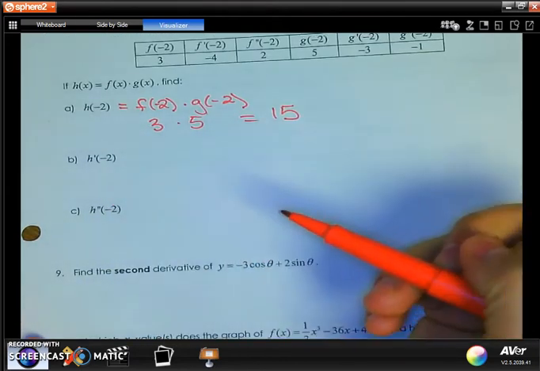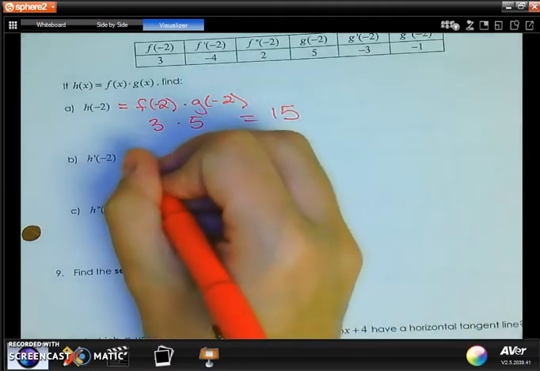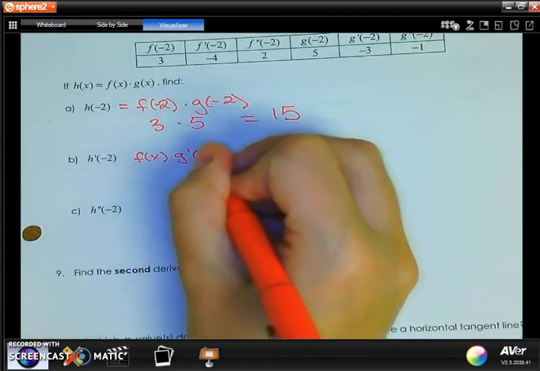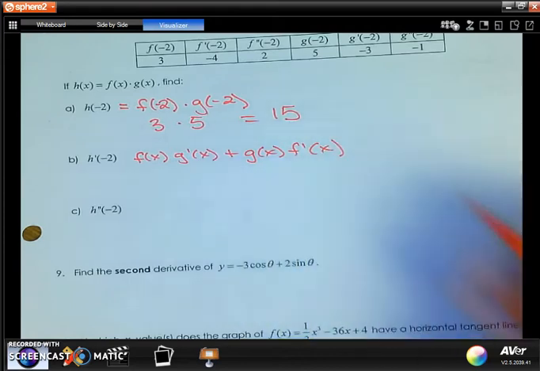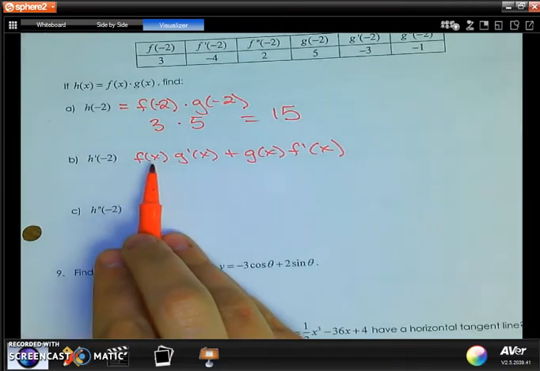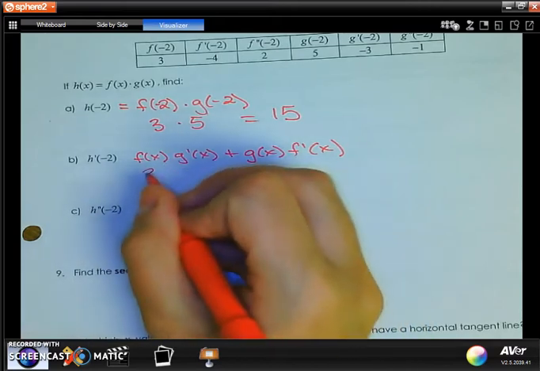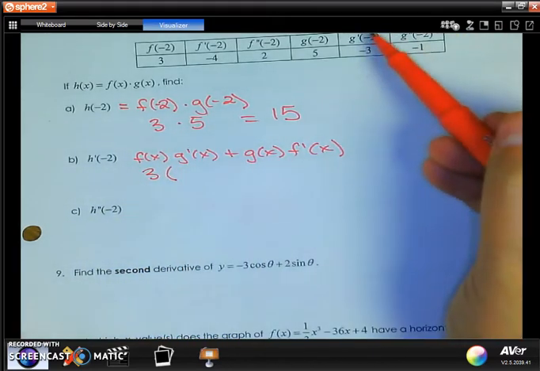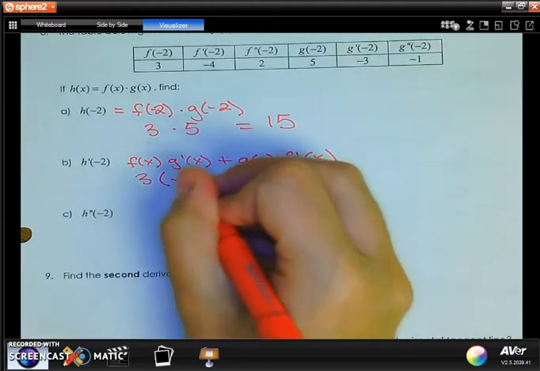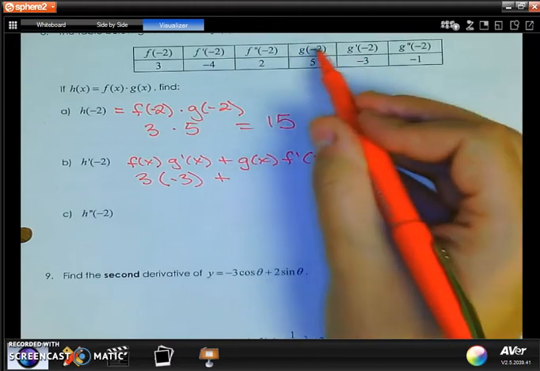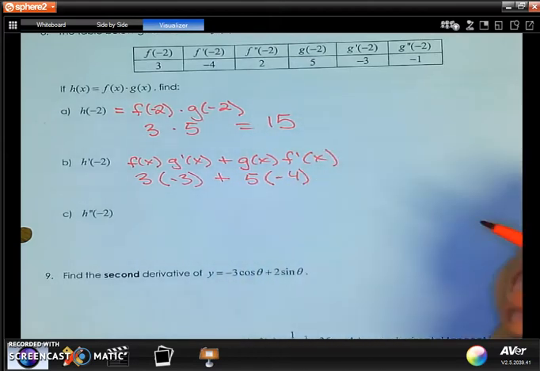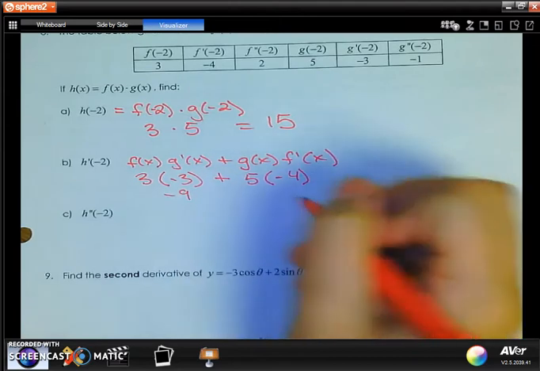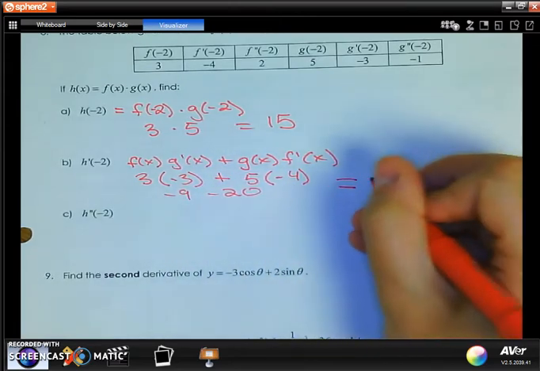All right, now it's saying to take the derivative. So here, you have to use the product rule. The product rule says first times the derivative of the second, plus the second times the derivative of the first. And now basically you're plugging in negative 2 for all those x's. f of negative 2 is going to be a 3. So you've got 3 times g prime of negative 2, and g prime of negative 2 is negative 3. Plus g of negative 2, which is going to be a 5, and f prime of negative 2 is a negative 4. And from there, you're just cleaning up. That's negative 9 minus 20, so my final answer there is going to be negative 29.